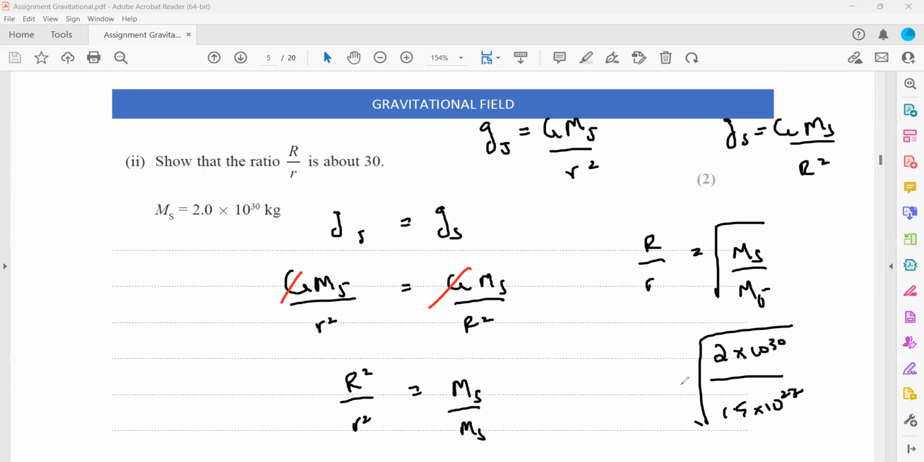And we take a root. So this will give us the ratio between capital R and small r, which, as I mentioned, should be about 30. So our answer should be around 30. So it's about 32.